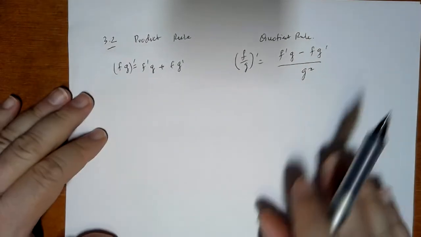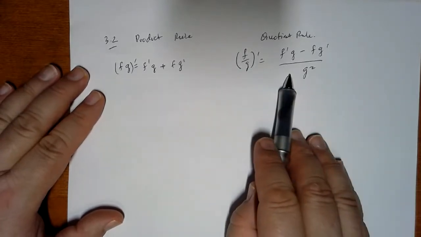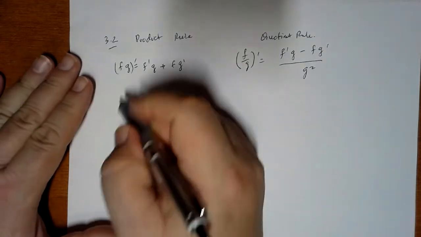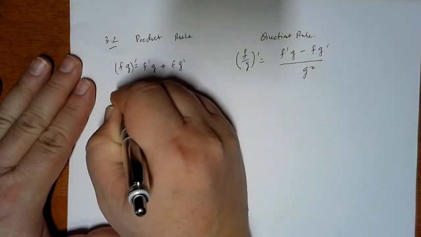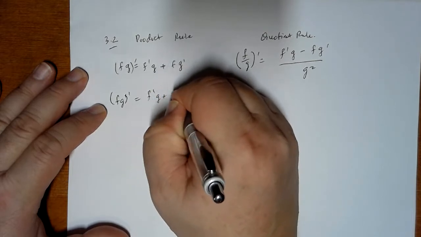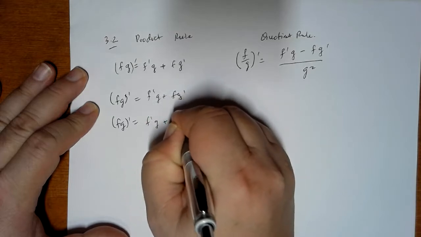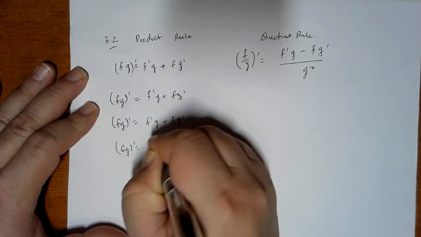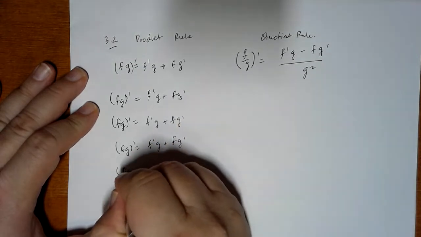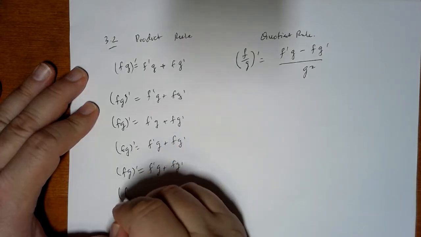So before we actually do some problems, let's get out a piece of paper and write down these formulas 5 times each. Are you ready? Should we have a race? Okay, (fg)' is equal to f prime g plus fg prime, let's go. (fg)' is equal to f prime g plus fg prime. How many is that? 1, 2, 3, 4, 5.